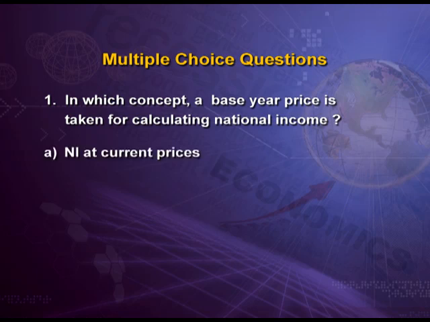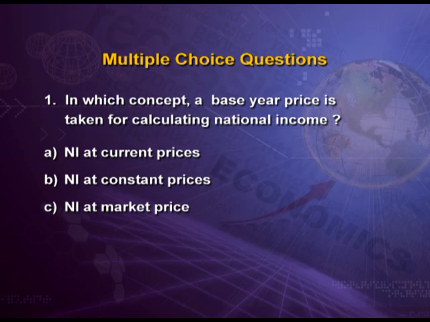Options are national income at current prices, national income at constant prices, national income at market price and national income at factor cost. Yes, the answer is national income at constant prices, because the question is in which concept a base year price is taken, and we know we take base year price in national income at constant prices.